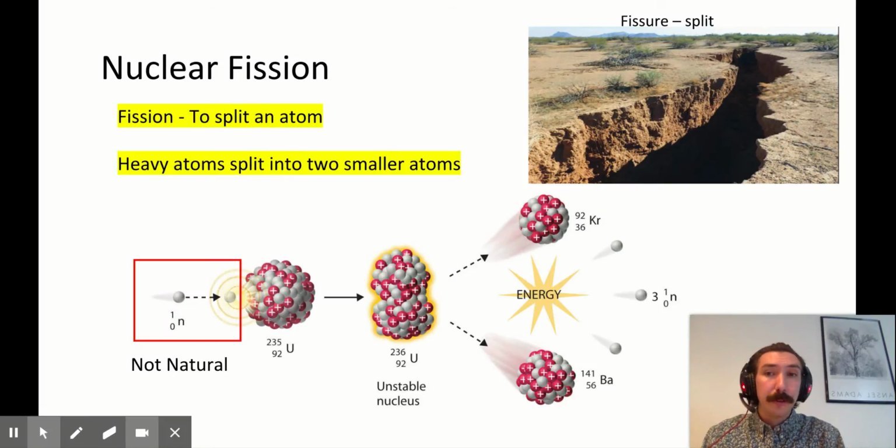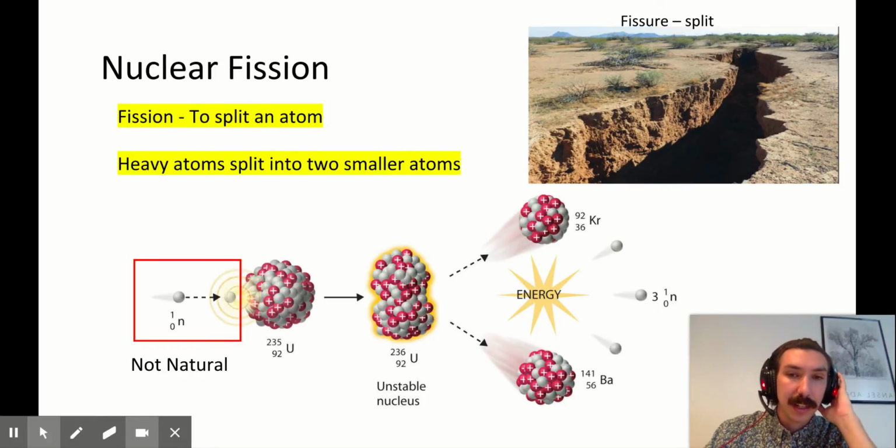I'm going to start with nuclear fission. Fission is when we split an atom. And I remember that word fission because it sounds similar to the word fissure, which is like a split in the Earth's crust caused from an earthquake. So fissure is a split. So usually we have really heavy atoms or really large atoms that want to go through fission.